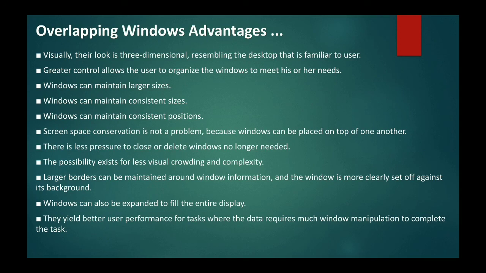The possibility exists for less visual crowding and complexity, because if you click on any window, it will come to the top layer, so you can access all the options and all the area. We can use all the area present on the screen. You can maximize it and use the full area. The crowding is there, but we are managing that crowding. Larger borders can be maintained around window information, and the window is more clearly set off against its background.